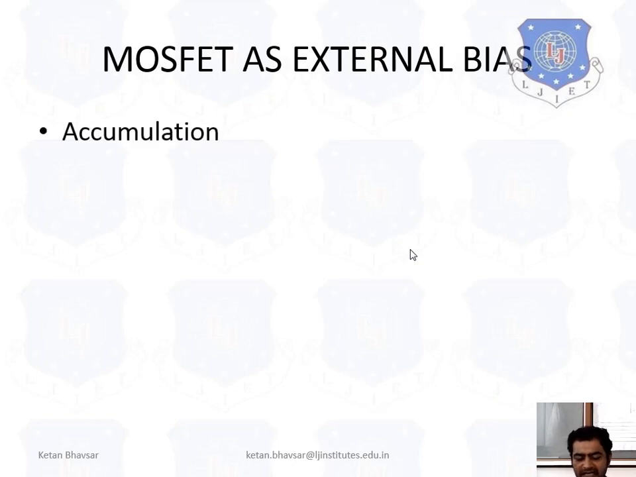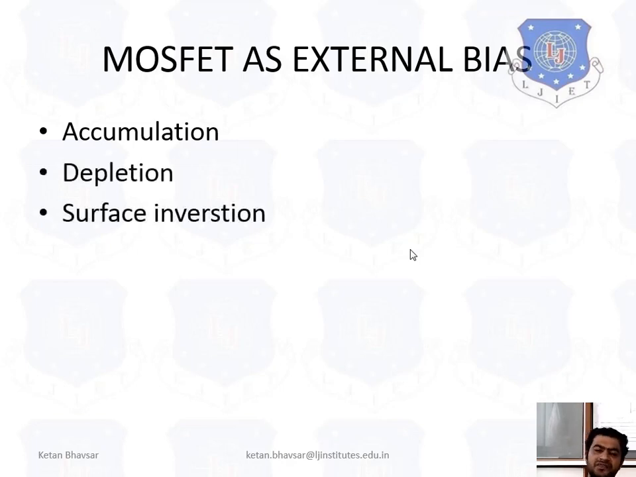As you can see, when you provide the external voltages to your MOSFET, there are 3 different types of operation, or we can say circumstances or events produced inside the MOSFET. First, it's accumulation, depletion and surface inversion.